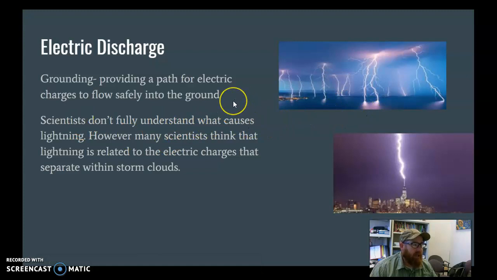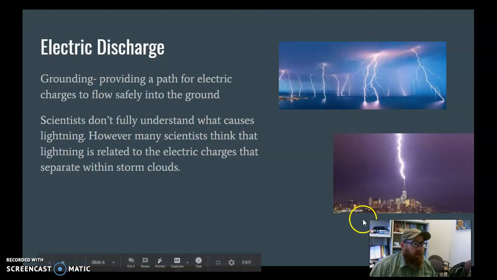Scientists don't fully understand what causes lightning. However, many scientists think that lightning is related to the electric charges that separate within storm clouds. There are lots of materials inside of storm clouds, like water and snow and ice, and as they move past each other from the winds, they're going to cause that induction and charging because of touching, all those kinds of different things. And then the clouds become electrically charged. They need to discharge.